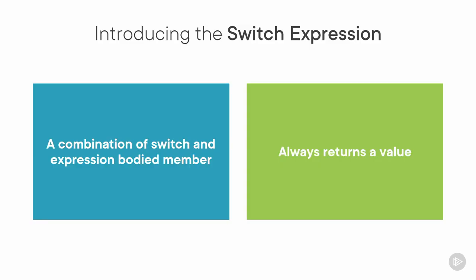To make it easier to work with patterns and pattern matching, a language feature called switch expression was introduced. This combines the idea of a switch statement and the expression-bodied members. The purpose of a switch expression is to use patterns to evaluate which value to return. The syntax looks slightly different from using a switch statement. As opposed to a switch statement, the switch expression returns a value.